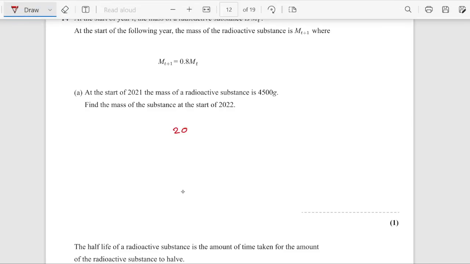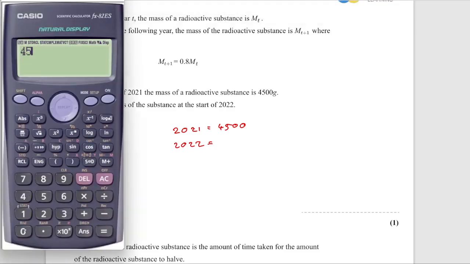In 2021, actually, we're only going the next year, 2022. In 2021, it was 4,500. So at 1 year in, it would be 450 times by 0.8. So it would just be 360, and I've missed a 0 out. I thought that was too small. So 3,600 grams.